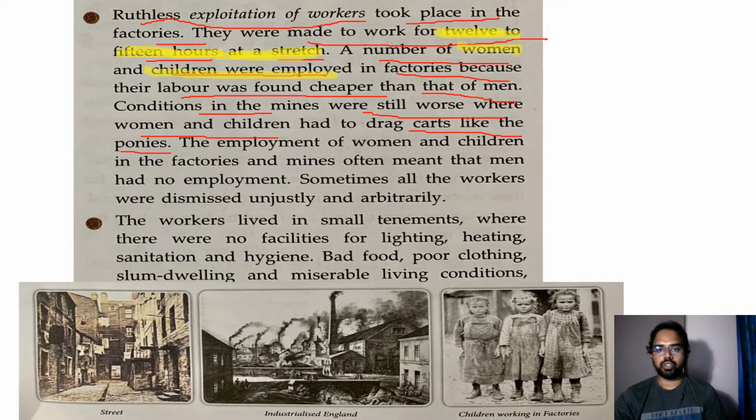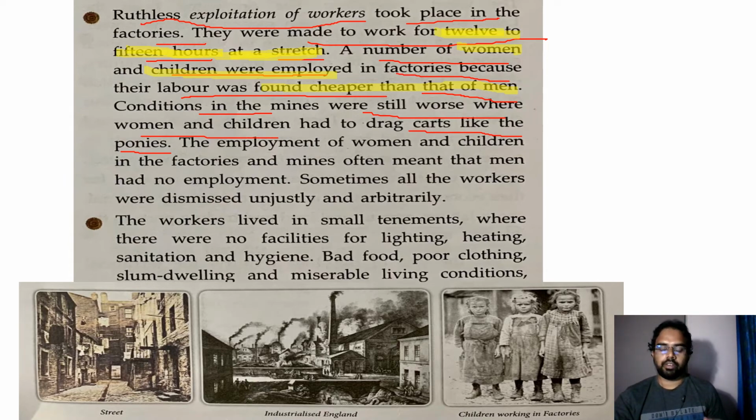So 12 to 15 hours of work is one negative impact, and more women and children were employed. So why were more women and children employed in factories? Because they found them cheaper than men. That means compared to men, women and children were given very low wages. The women and children used to work for very low wages compared to men, because they felt that women and children are physically weak and the work they do doesn't need them to pay equal salaries like they pay to men.